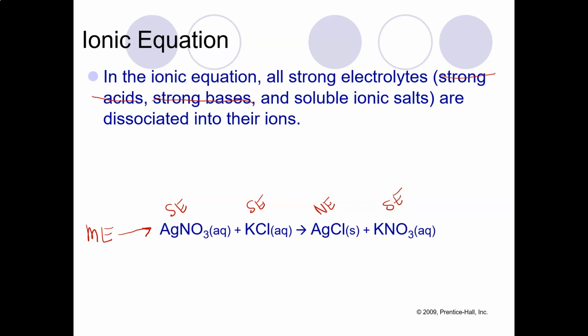So what we're going to do is take those 3 things that are strong electrolytes, that are either one of the 7 strong acids, one of the 8 strong bases, or a soluble ionic compound, and break them apart into the ions from which they were formed, because that's the definition of a strong electrolyte. Once they're added to water, 100% of them break into their ions. So silver nitrate will become silver ion and nitrate ion separately. Potassium chloride will become potassium ion and chloride ion separately. Silver chloride is not a strong electrolyte, so it stays exactly how it is. And then potassium nitrate breaks into its potassium ion and its nitrate ion.